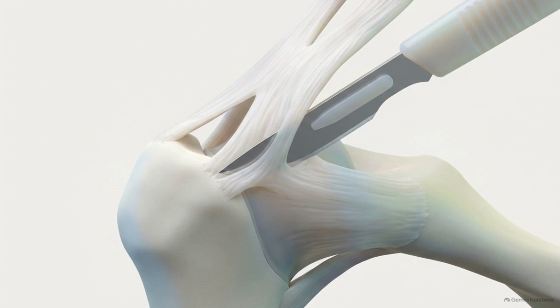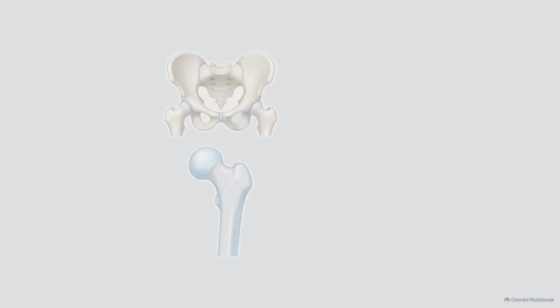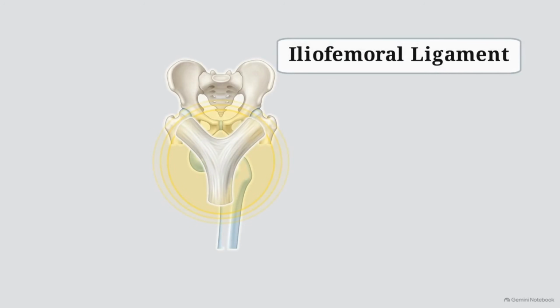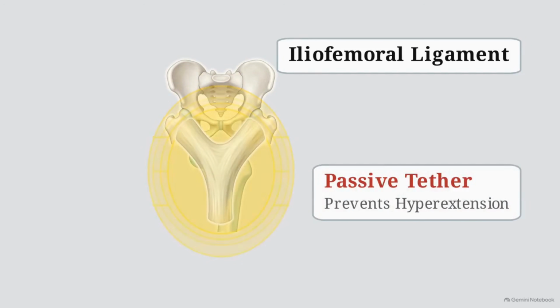Surgically detaching this area severs a mechanically adapted stabilizer, one structurally identical to the origin point of the strongest ligament in the human body. That ligament is the iliofemoral ligament, which spans the anterior capsule. Traditionally, it is classified as a simple passive tether, with the sole job of preventing the hip from hyperextending. The reality of its architecture is more complex.